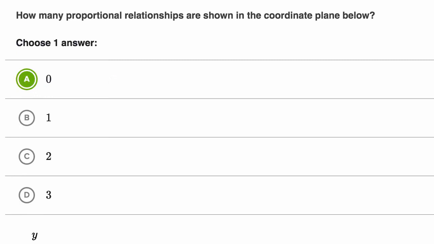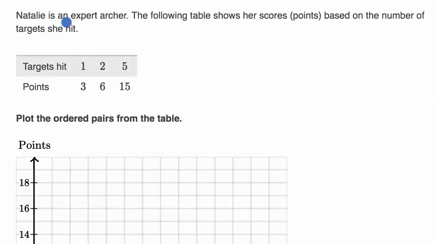Let's do one more example. Natalie is an expert archer. The following table shows her scores, points, based on the number of targets she hits. All right, targets hit and then the points she gets. Plot the ordered pairs from the table.